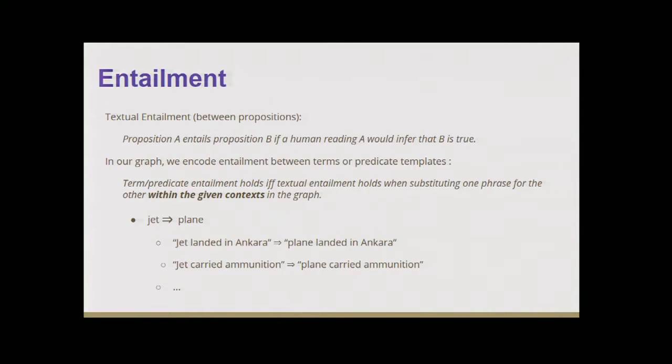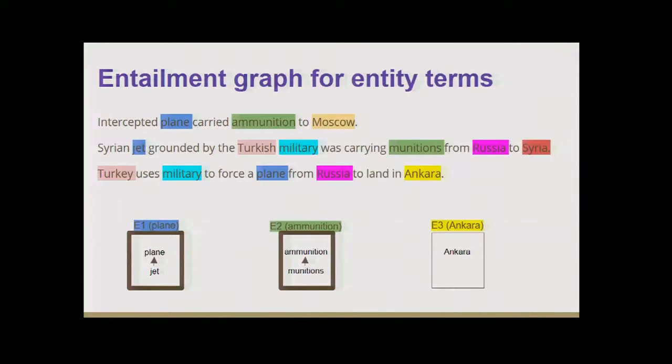So I'll skip the technical definition, but basically what we'll do, within each entity, we will build a small graph of entailment relations, a small entailment graph. So if we know that the first entity can be described either as plane or jet, we would like to know that the term jet actually implies the term plane. If I said a jet landed, I can infer from that that a plane landed.